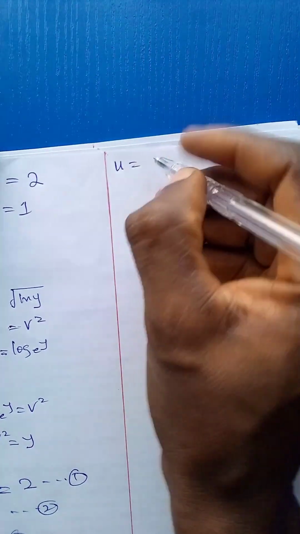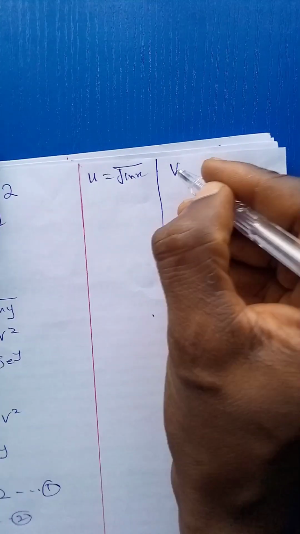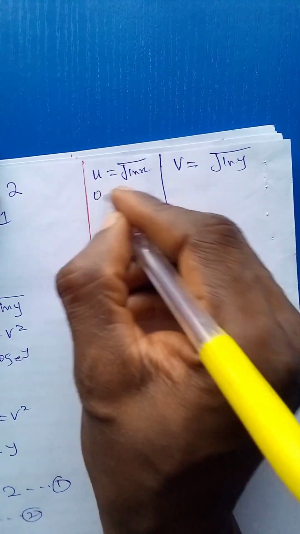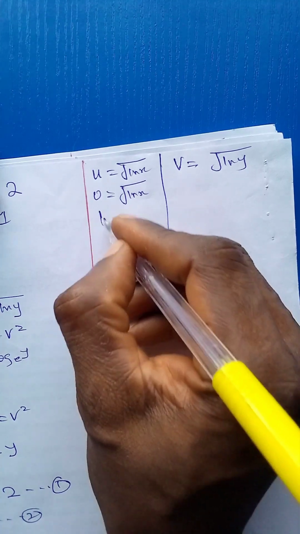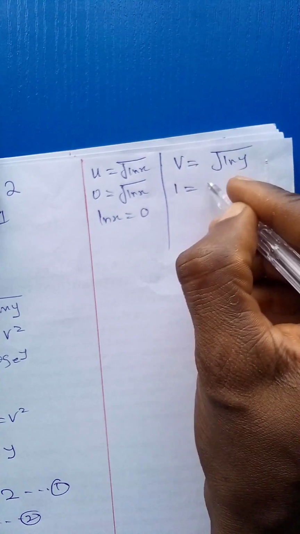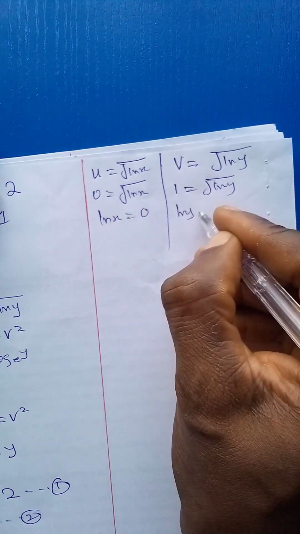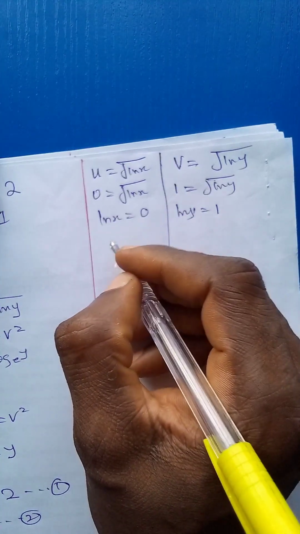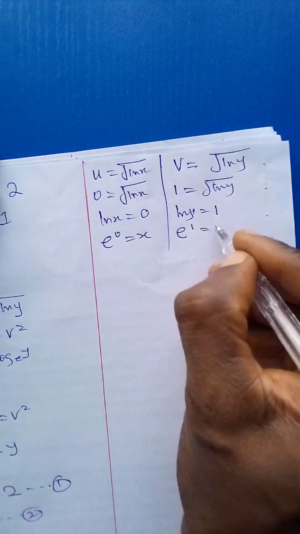So I have u is equal to square root of ln x, and v is equal to square root of ln y. Now u is equal to 0 and square root of ln x. If I square both sides, I have ln x is equal to 0. Also, v is 1 here, equal to square root of ln y. If I square both sides, I'll have ln y is equal to 1. Now, converting from logarithm to indices, I have e raised to power 0 is equal to x and e raised to power 1 is equal to y.